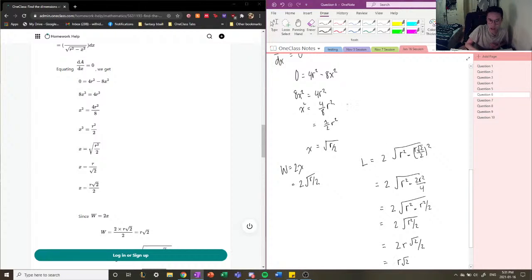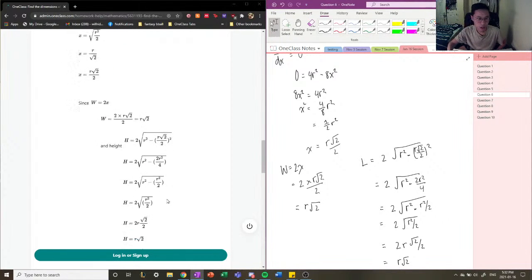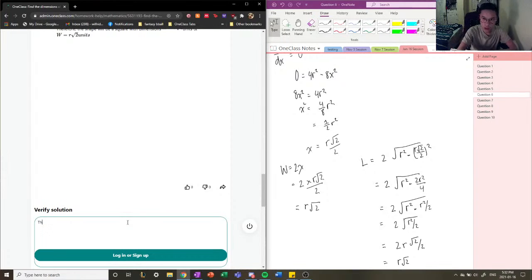Wait, sorry. I think my x is wrong actually. Now I'm looking at it, x should be... sorry, so this is actually wrong. This should be 3 times r root 2 divided by 2. This equals r times root 2. Okay? Alright, so the solution is correct and we can move on.